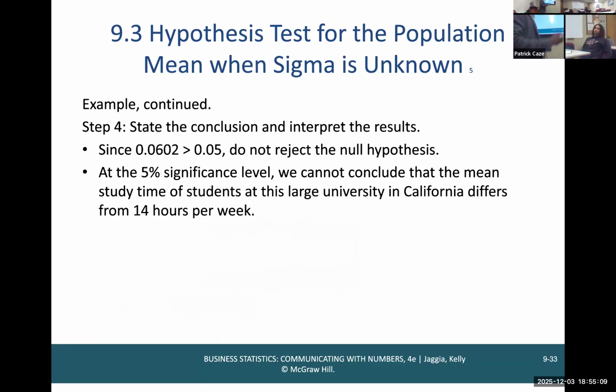It's the other way around. Actually no, it's the same. I'm going to take that back, I'm sorry. It's the same. 0.062, we cannot conclude that the mean is different, we don't reject the null, because it's greater. If it was less than, we would reject the null.